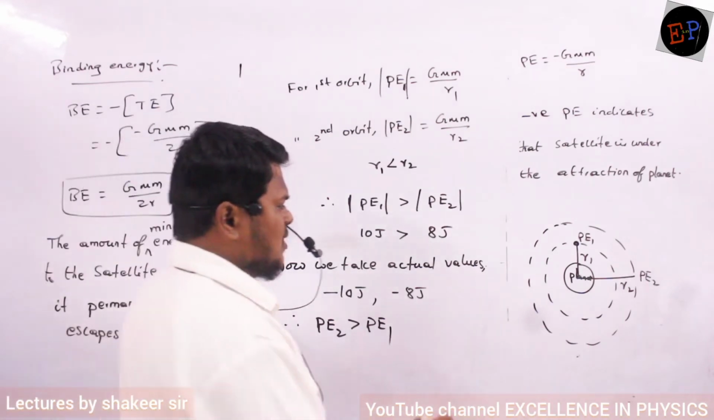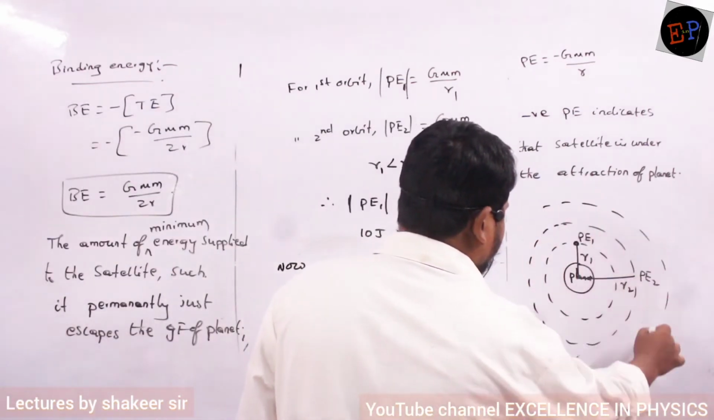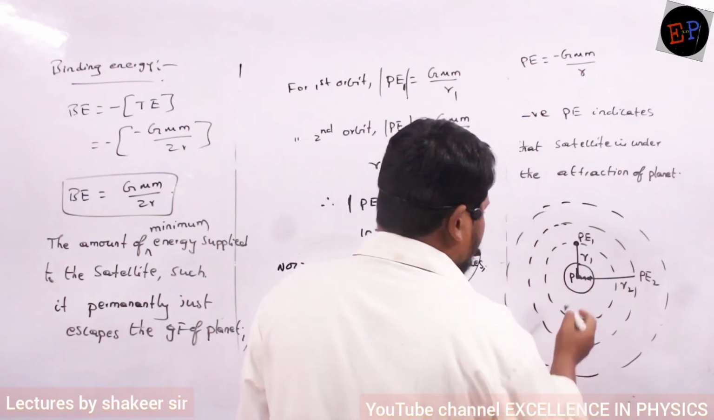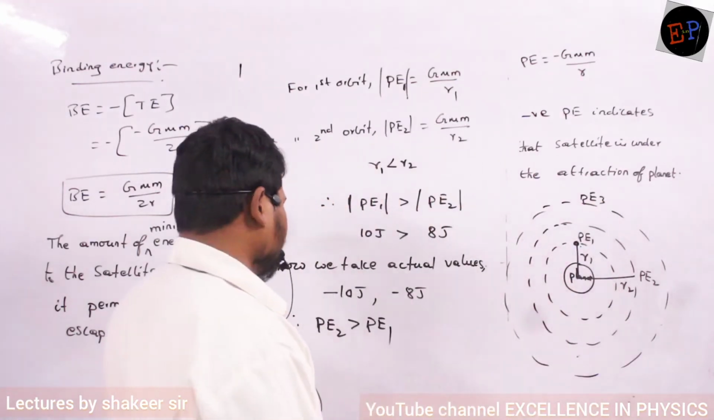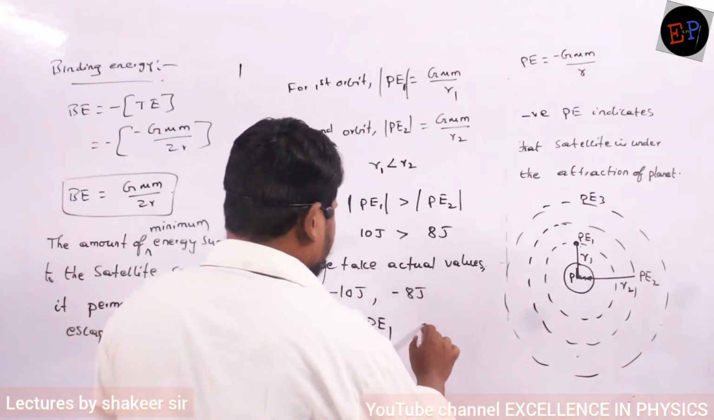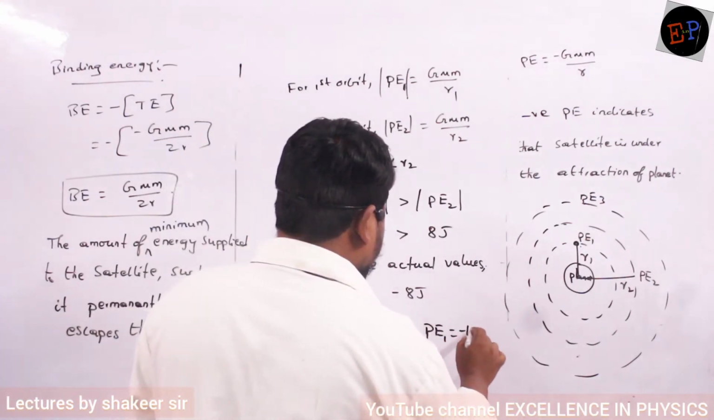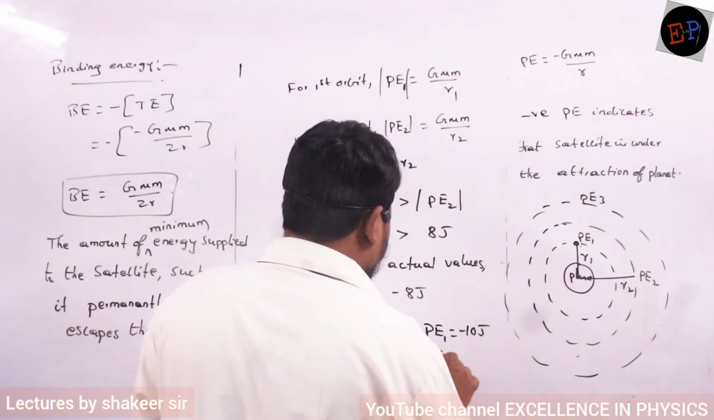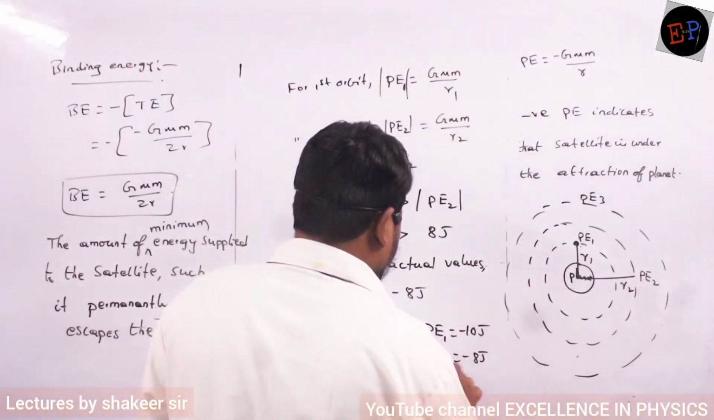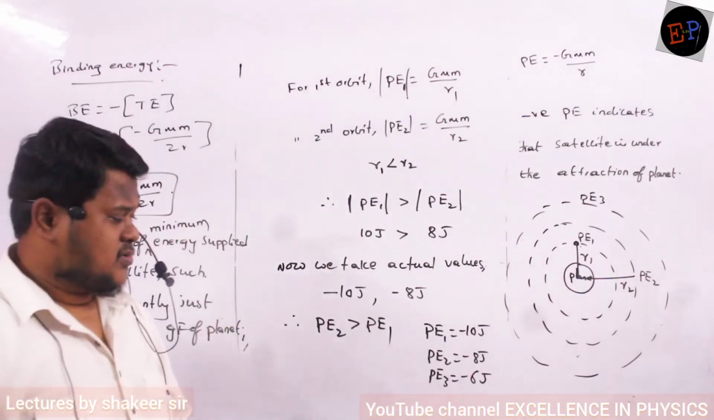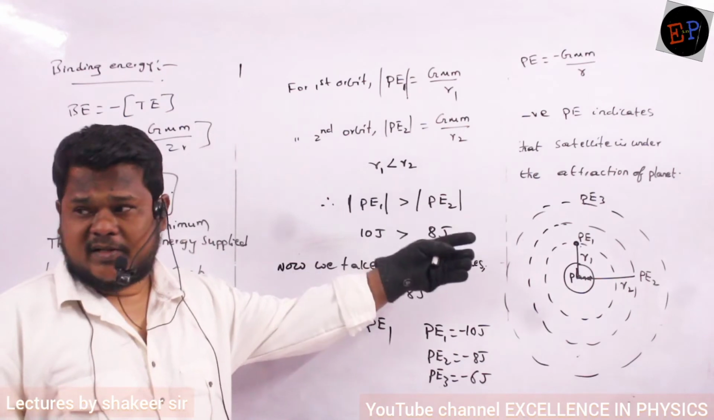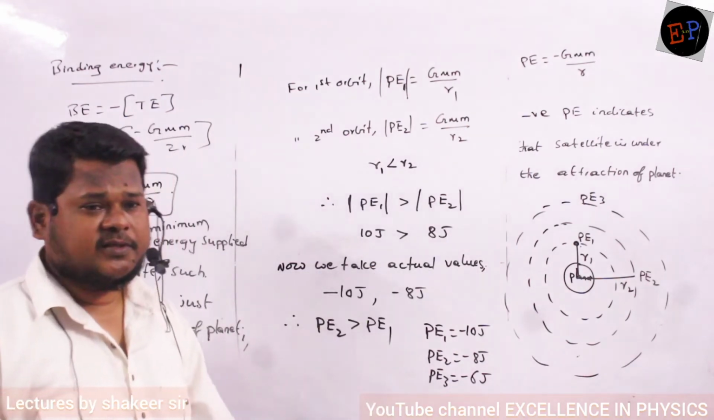Understood? Similarly, if I take one more orbit, the third orbit, its potential energy I can call PE3. So PE1 is how much? PE1 is minus 10 joules. PE2 is minus 8 joules. PE3 will be minus 6 joules, like this. Clear, no? So as the number of the orbit is increasing, what is happening to potential energy?